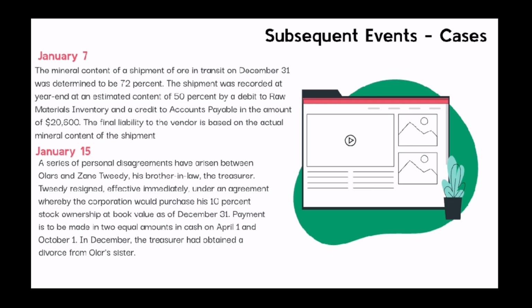On January 15, a series of personal disagreements have arisen between Ollars and Saint Tweedy, his brother-in-law, the treasurer. Tweedy resigned, effective immediately, under an agreement whereby the corporation would purchase his 10% stock ownership at book value as of December 31. Payment is to be made in two equal amounts in cash on April 1 and October 1. In December, the treasurer had obtained a divorce from Ollars' sister.